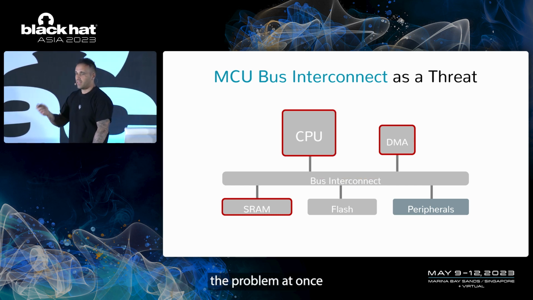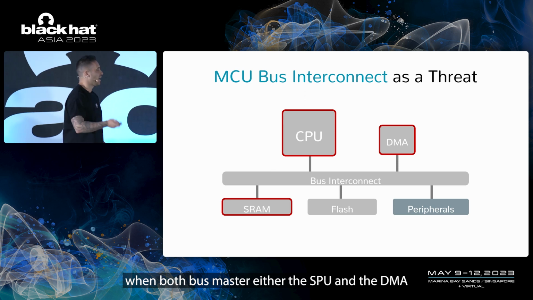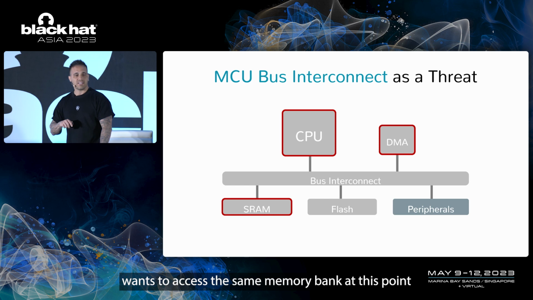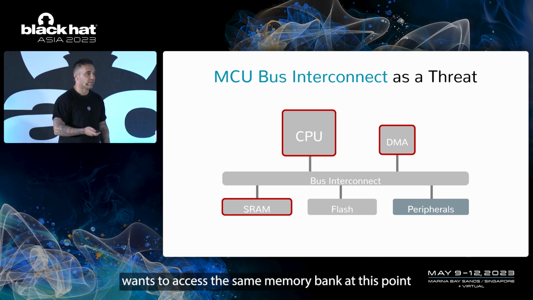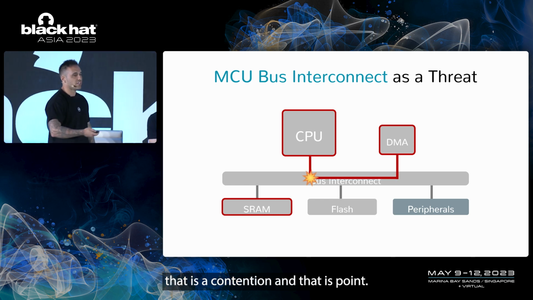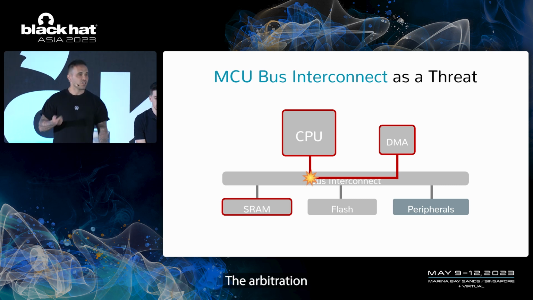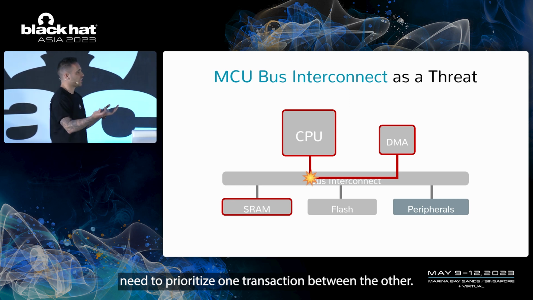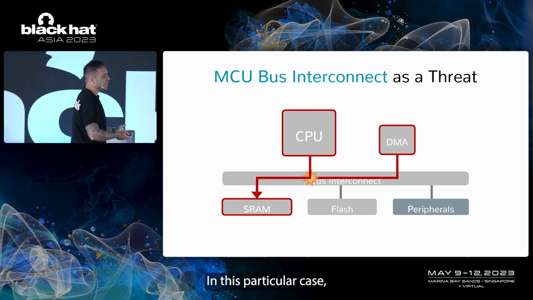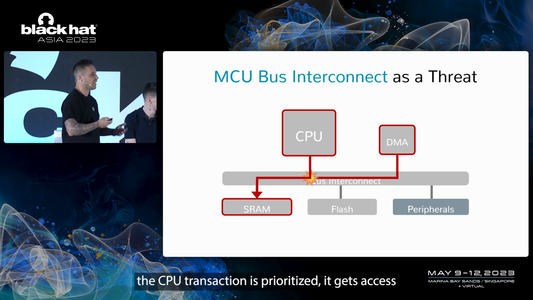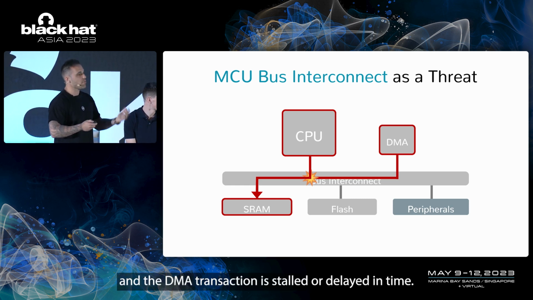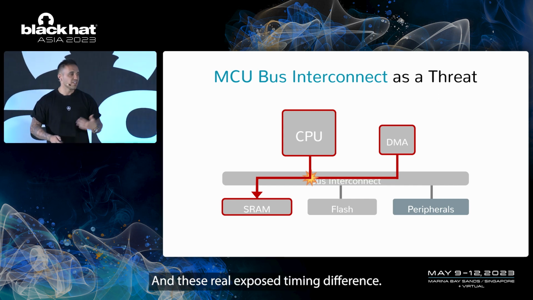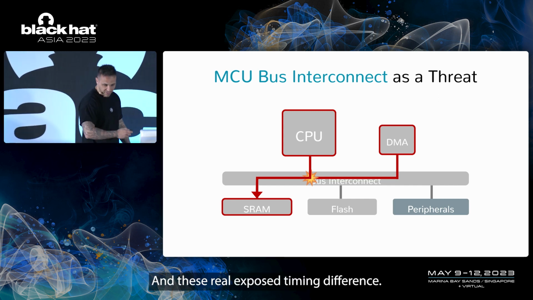The problem happens when both bus masters, the CPU and the DMA, want to access the same memory bank. At this point there is a contention, and the arbitration logic of the bus interconnect needs to prioritize one transaction over the other. In this particular case, the CPU transaction is prioritized and gets access, and the DMA transaction is stalled or delayed in time. And this exposes a timing difference.